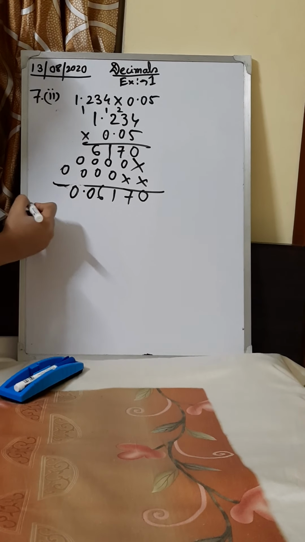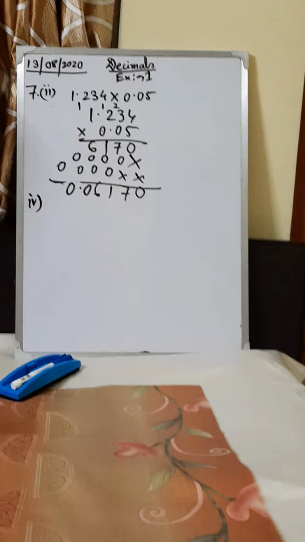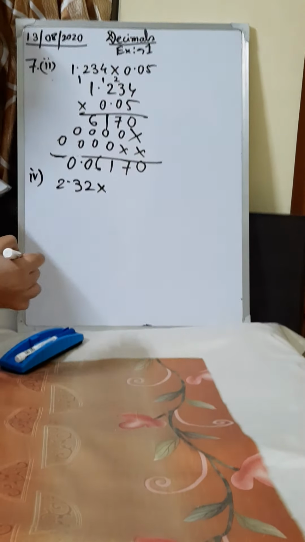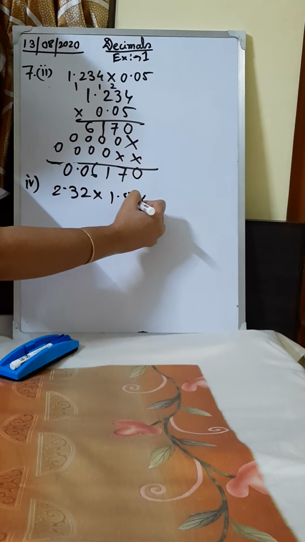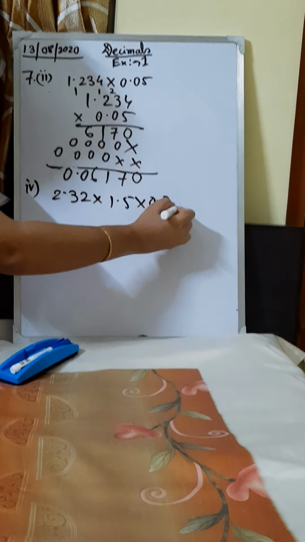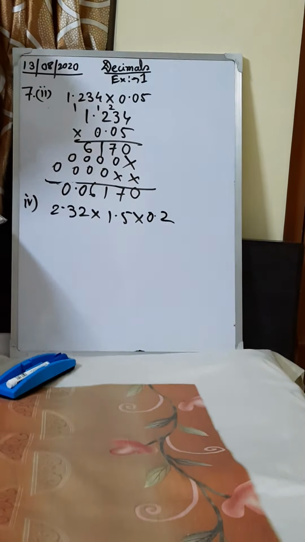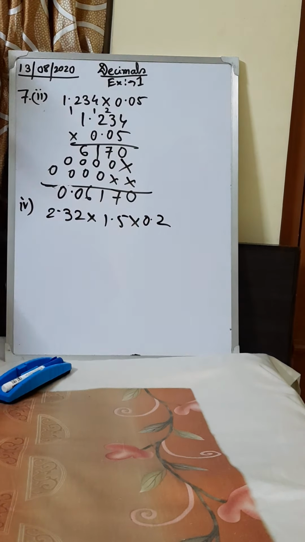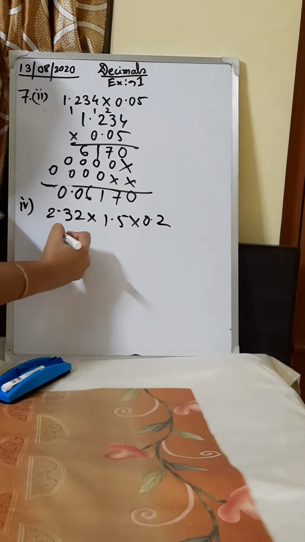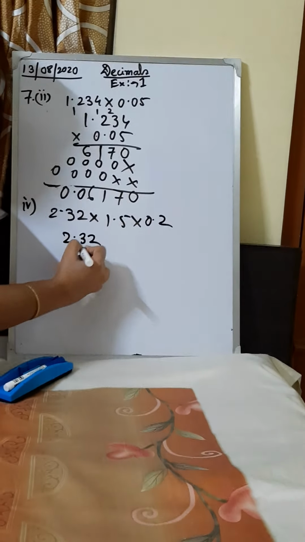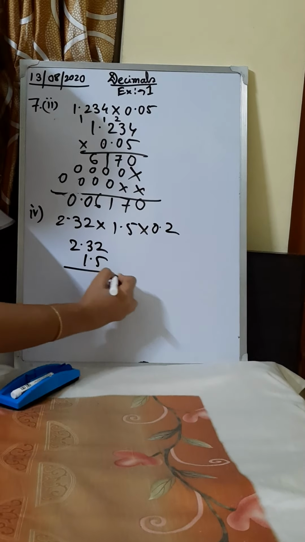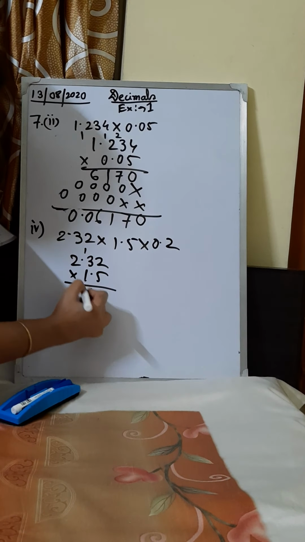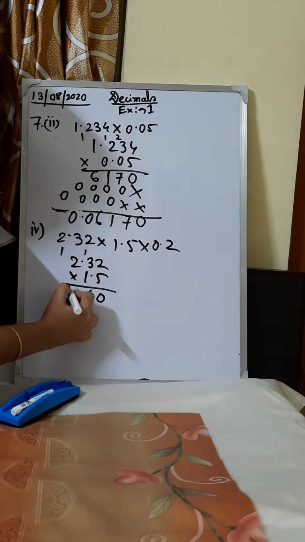Now again I show you question number 7, part 4. Here three decimal numbers are given. So how to solve it? The process is the same. First you solve the first two numbers, then the answer you get, you multiply with 0.2. So what are we doing? 2.32 into 1.5. 5 2s are 10, 1 carry, 15, 1, 16, 1 carry, 5 2s are 10, 11.